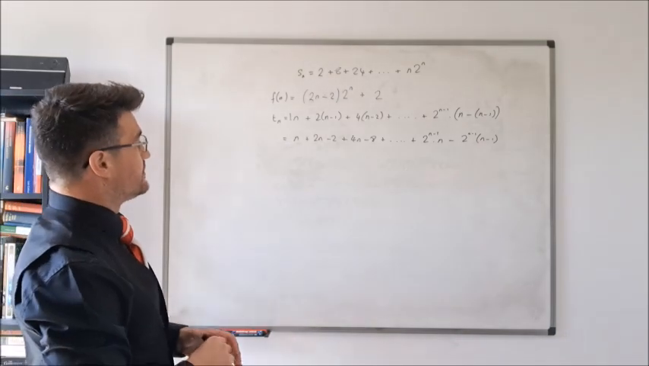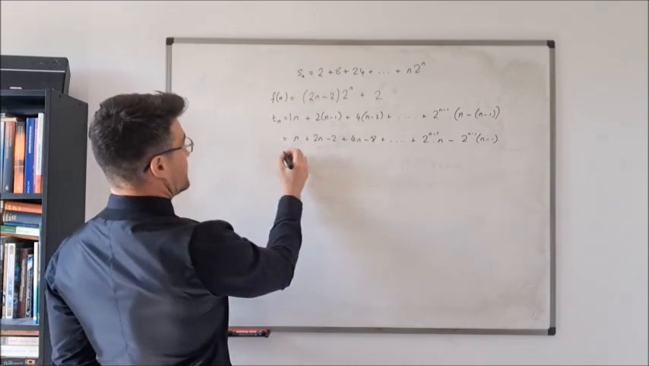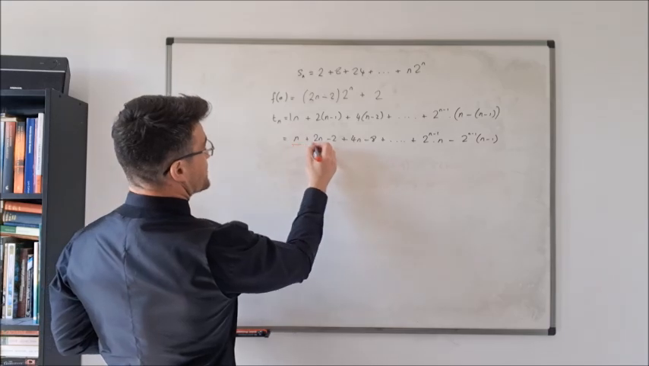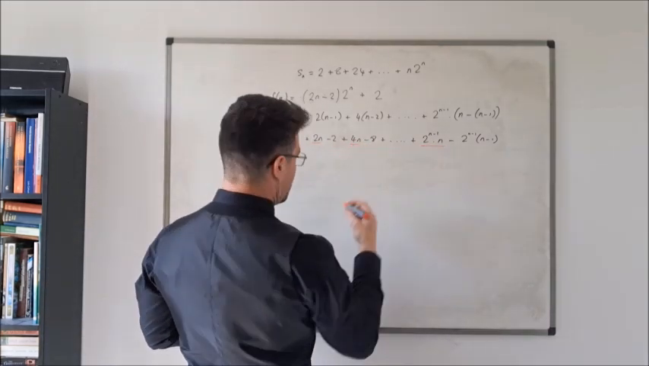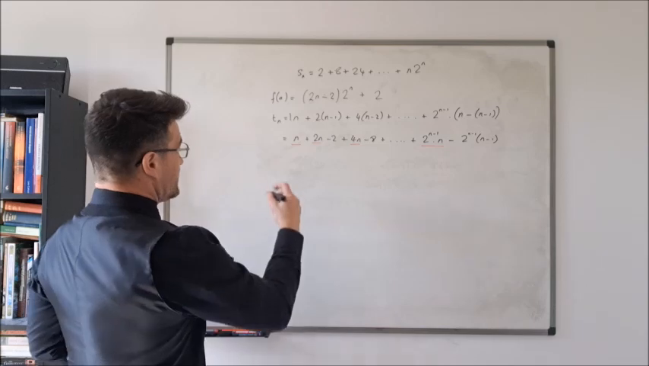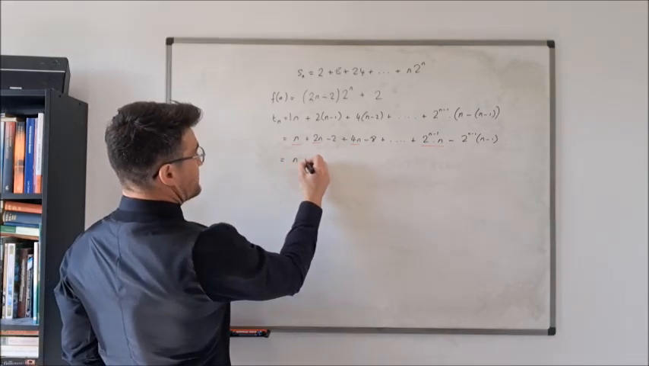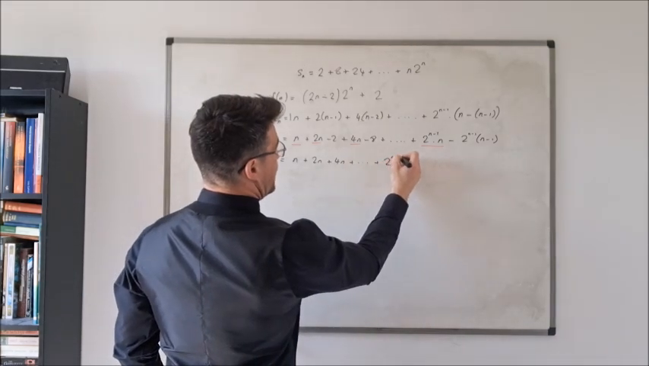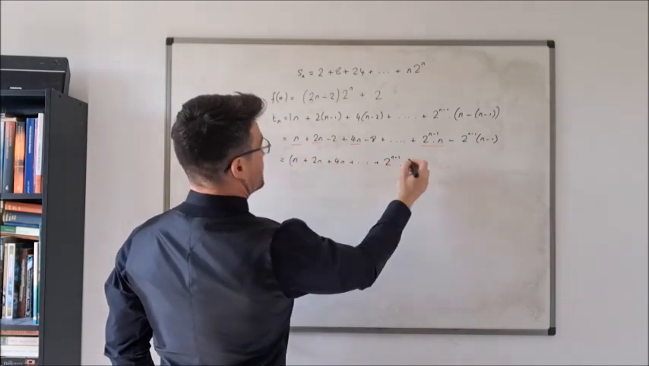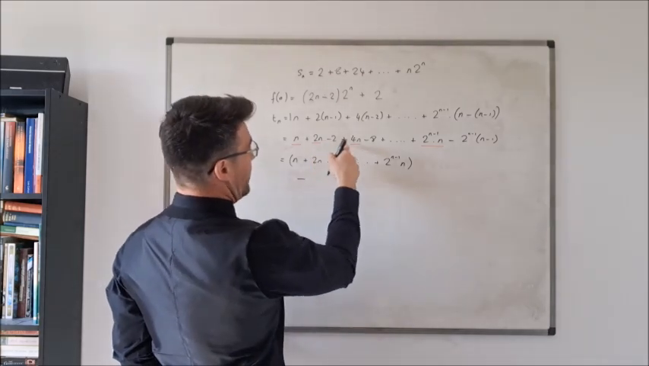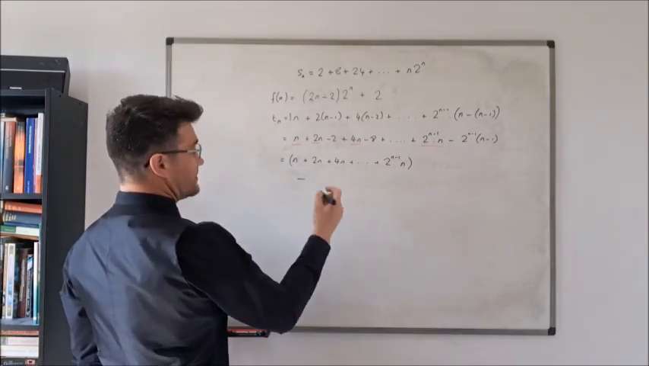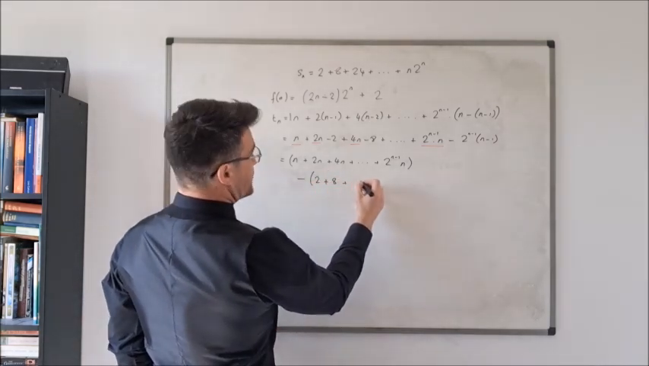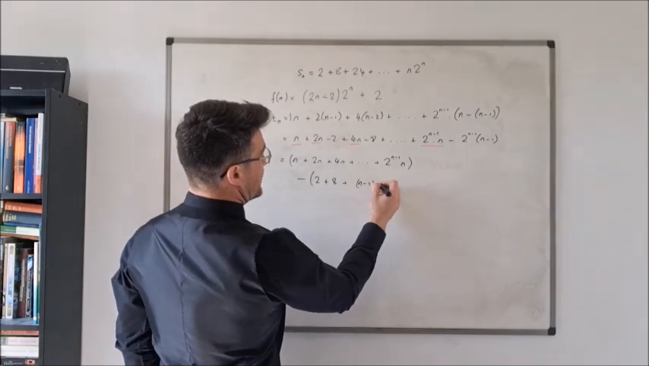So then, what did I do? Well, I grouped these terms, and I'll underline them. These terms that have a factor of n, I grouped together. So I wrote this as n plus 2n plus 4n plus 2 to the power of n minus 1 times n, minus, and notice that all of the remaining terms are going to be negative, minus (2 plus 8 plus 2 to the power of n minus 1 times (n minus 1)).